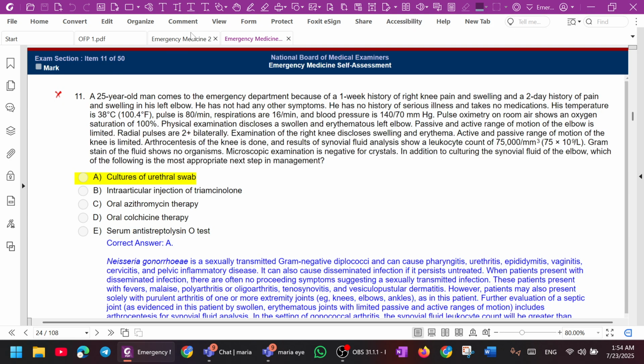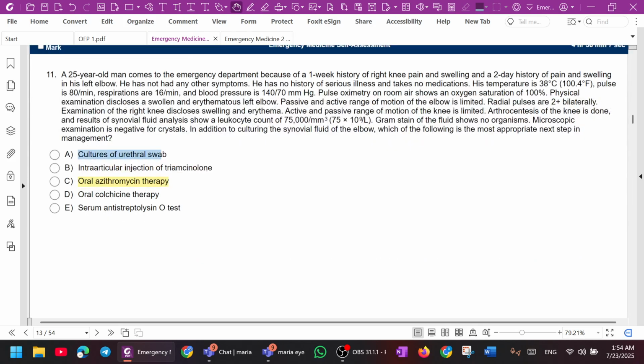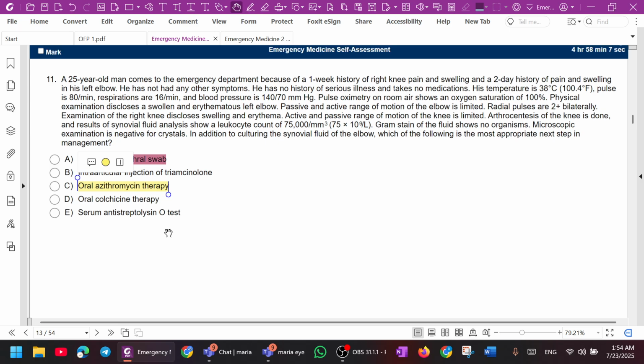Culture of urethral swab. Neisseria gonorrhoeae, a sexually transmitted, gram-negative diplococcus, can cause pharyngitis, urethritis, epididymitis, vaginitis, cervicitis, PID. It can also cause disseminated infection if it persists untreated. When the patient presents with disseminated infection, there are often no preceding symptoms suggestive of STI.